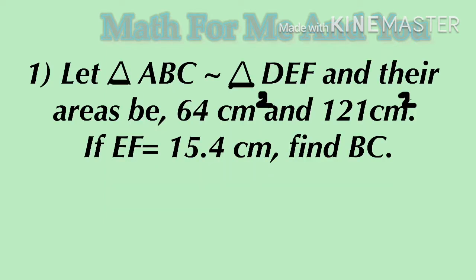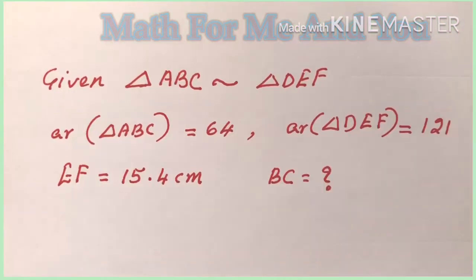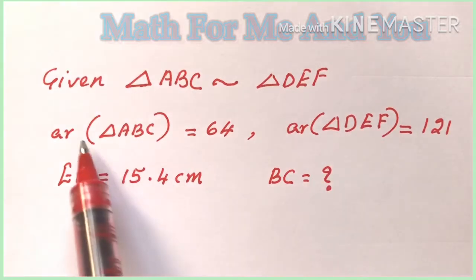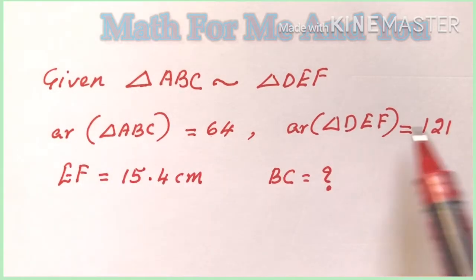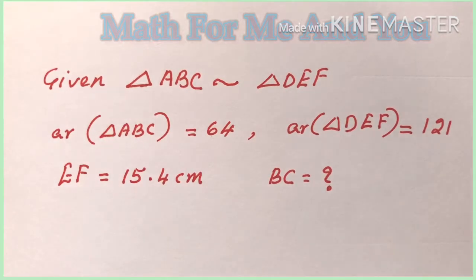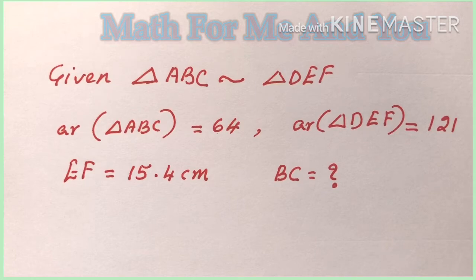First question: let triangle ABC be similar to triangle DEF, and their areas be 64 cm square and 121 cm square. If EF equals 15.4 cm, find BC. It is given that the triangles are similar to each other, with both areas given and one side of one of the triangles also given. We have to find BC. How can we find it? This is the direct application of the theorem of areas of similar triangles.